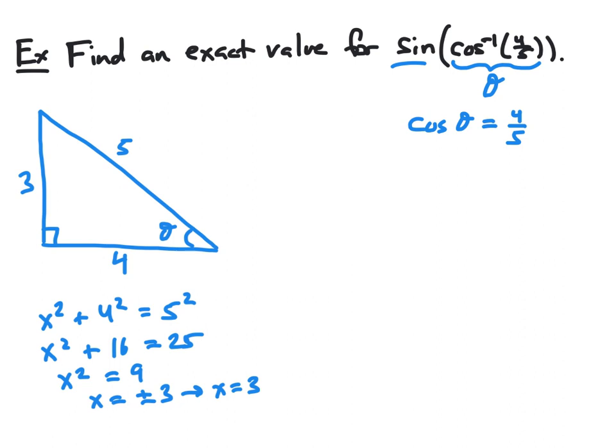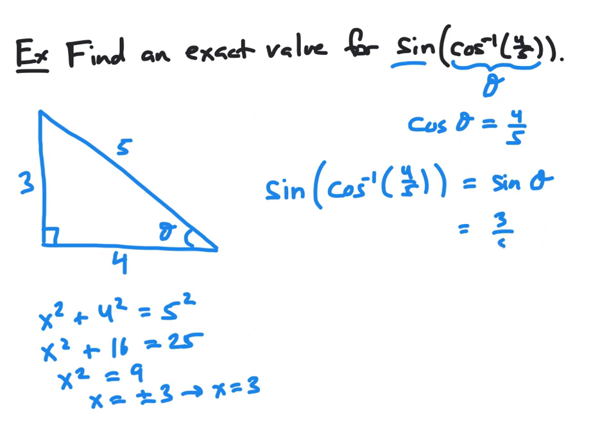Right. Now that we have all three sides, we can easily compute the value that we want. Right. We wanted to find sine of inverse cosine of 4/5. Well, this is just the sine of angle theta. We defined theta to be that angle, inverse cosine of 4/5. And from this triangle, the sine is going to be 3/5, the opposite side over the hypotenuse, which is 3 over 5. And so our sine of inverse cosine of 4/5 is equal to 3/5.